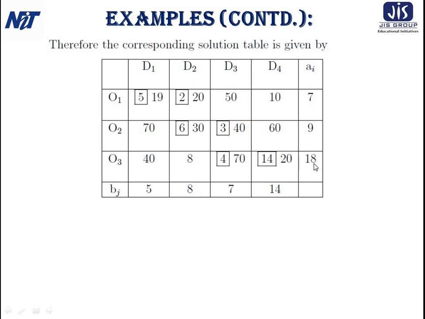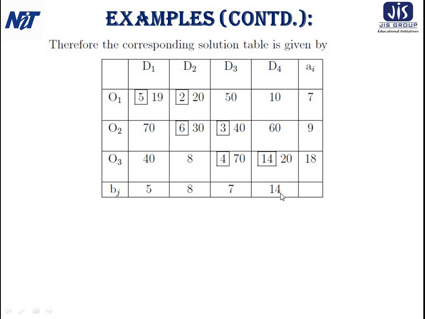Now what is the remaining available unit in the origin O3? It was 18 units at first. Now 4 units are supplied. So the remaining unit is 14. So 14 will be supplied in this cell. And obviously here in the D4 destination, the requirement is 14 units.